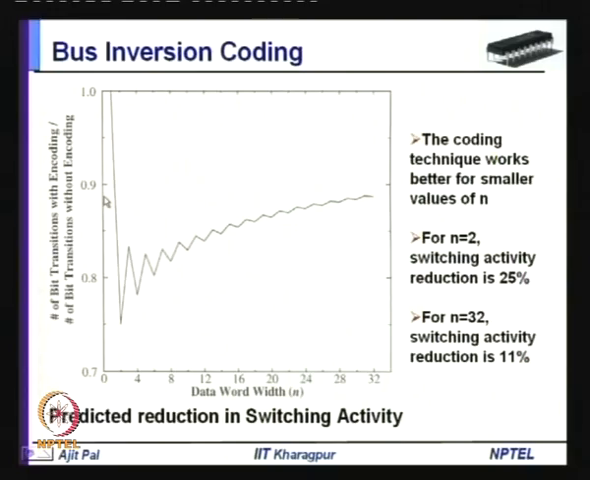So, what does it really mean? Whenever you are doing bus inversion coding, the efficiency is dependent on the number of bits, and it is maximum when n is equal to 2. That means you get maximum reduction in switching activity, and as the number of bits increases, the efficiency degrades. In such a situation, you have got a trade off.